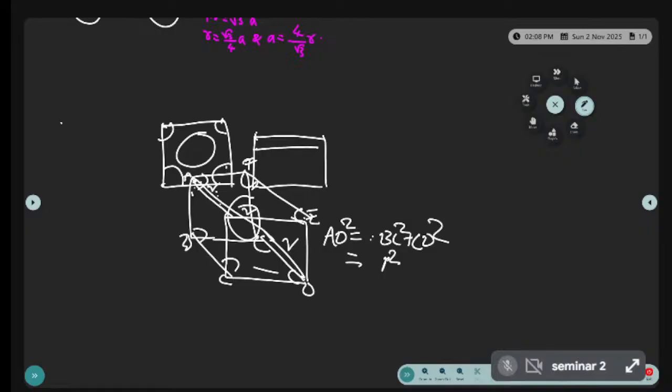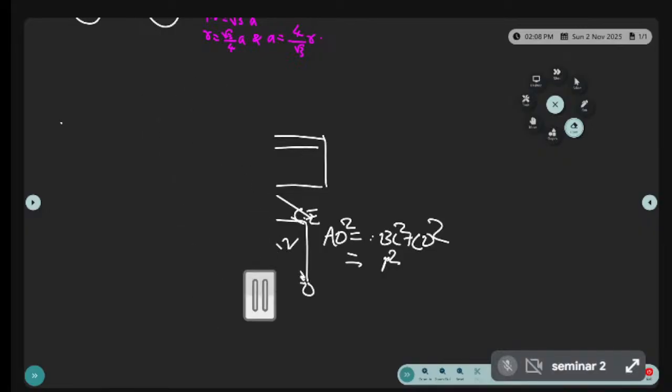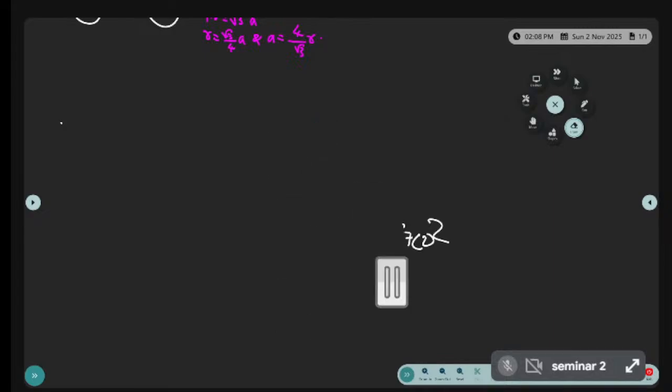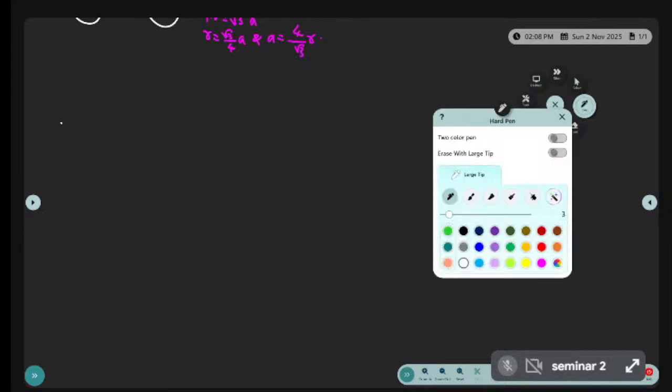It is what? Simple cube you made complicated. Simple cube you are making complicated. Why you are getting this problem? Because you are not observing when the lecture is. Okay, right.